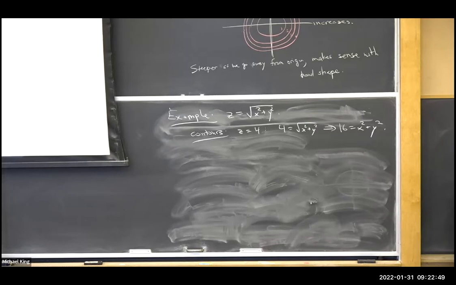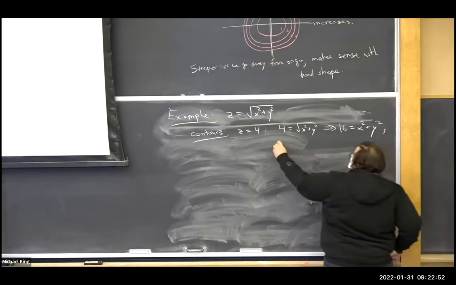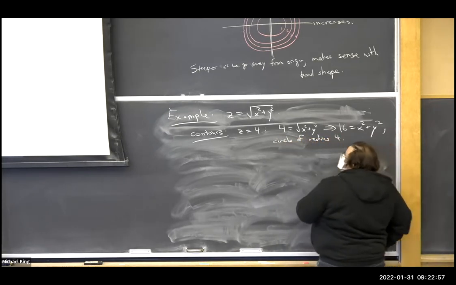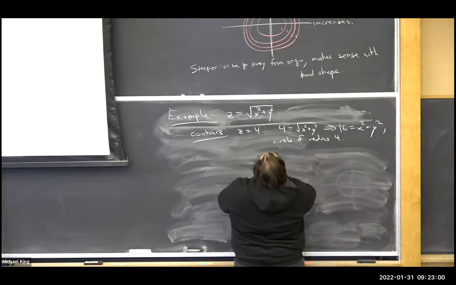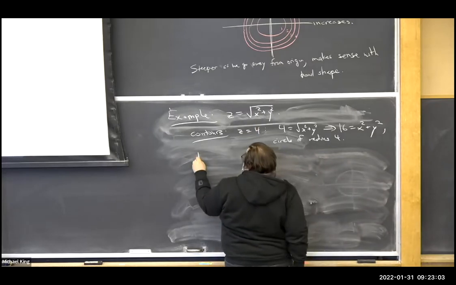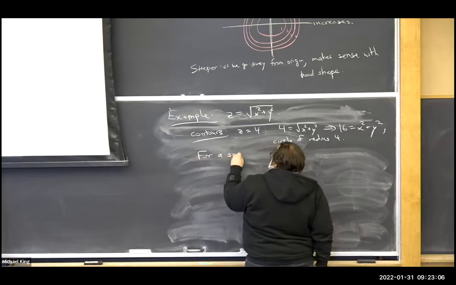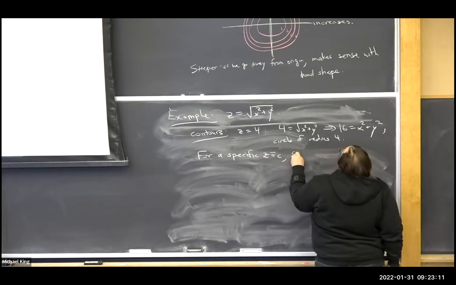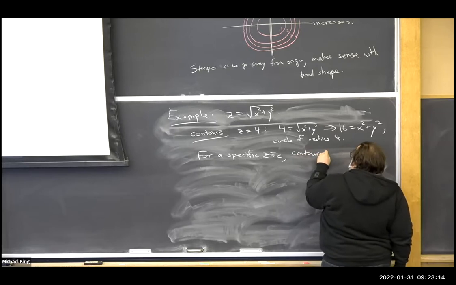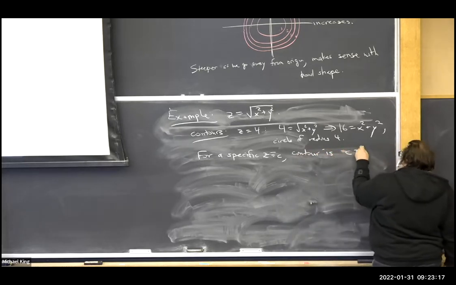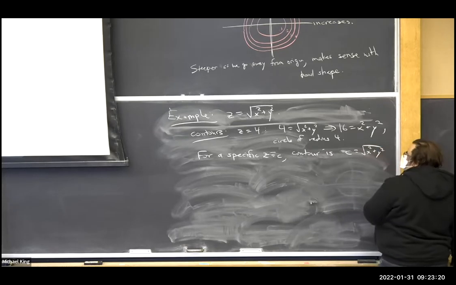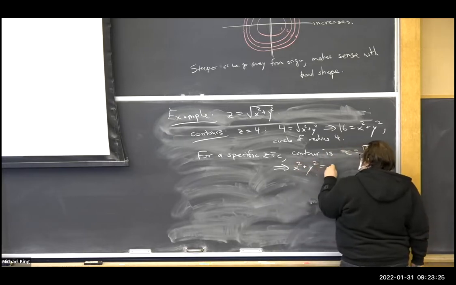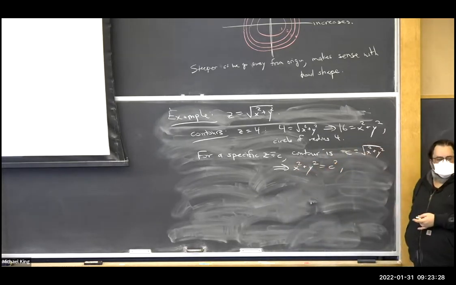Circle of radius 4, right? Circle of radius 4. So now if we did kind of similarly like we did up there, for a specific z equals c, the contour is c equals root x squared plus y squared. But that's the same thing as x squared plus y squared equals c squared. And that's a circle of radius c, right?